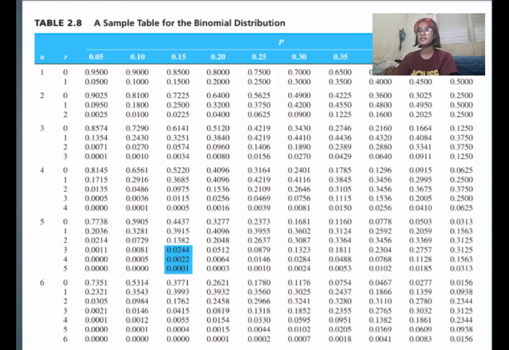As you can see on the sample table for the binomial distribution, you could see the P 0.15, or the 15%, on the third column, and then let's look at the 5, where n is equal to 5. What we are looking for here are the values 3, 4, and 5. So, you just match where they meet on the x and y axis.